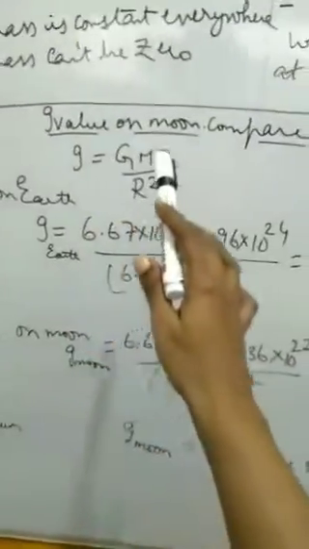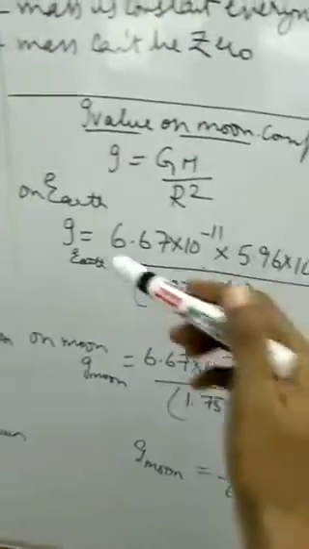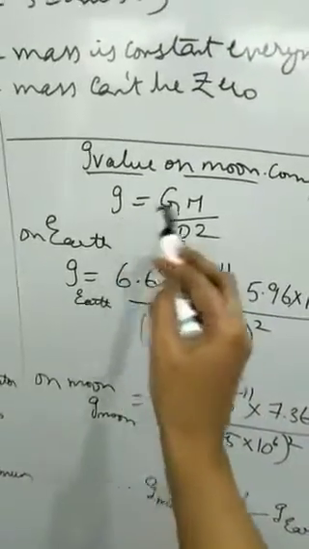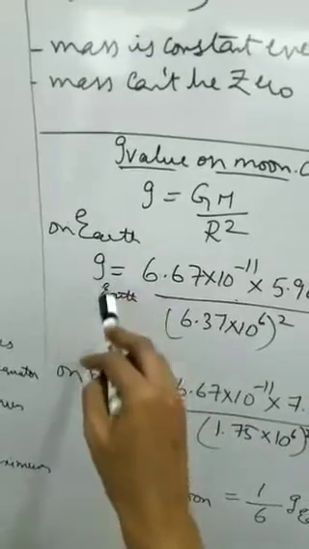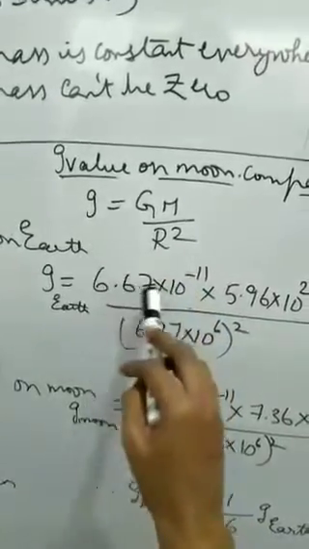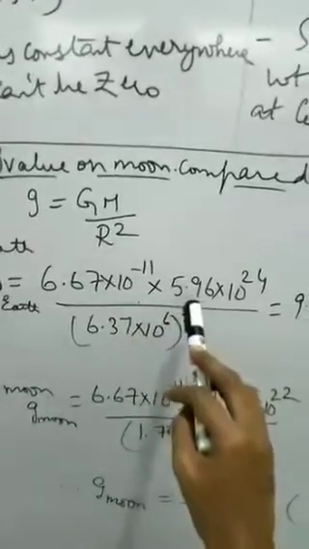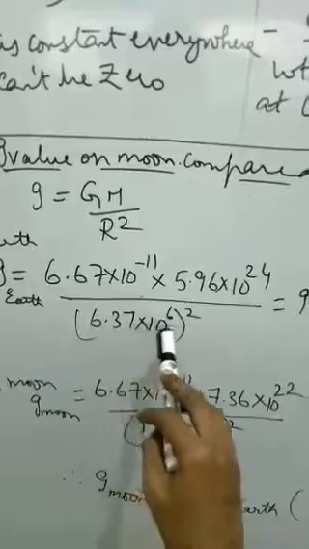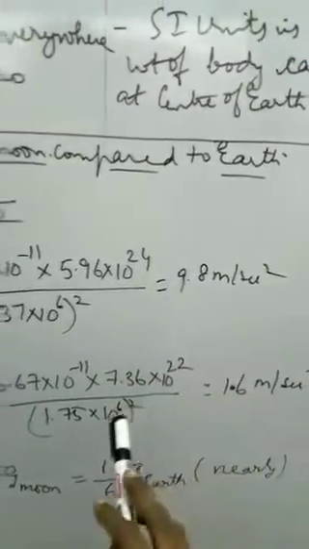Let us see the g value on the moon when compared to that of the earth. There is a slight variation between the g value of the moon and the g value on the earth. We have the relation g is equal to capital G m by r square. If you are talking about the earth, on the surface of the earth, g value is G m by r square. G is 6.67 into 10 power minus 11, that we know. And mass is the mass of the earth, that is 5.96 into 10 power 24 kgs. And radius of the earth is 6.37 into 10 power 6, whole square. If you calculate, you will get 9.8 meter per second square.